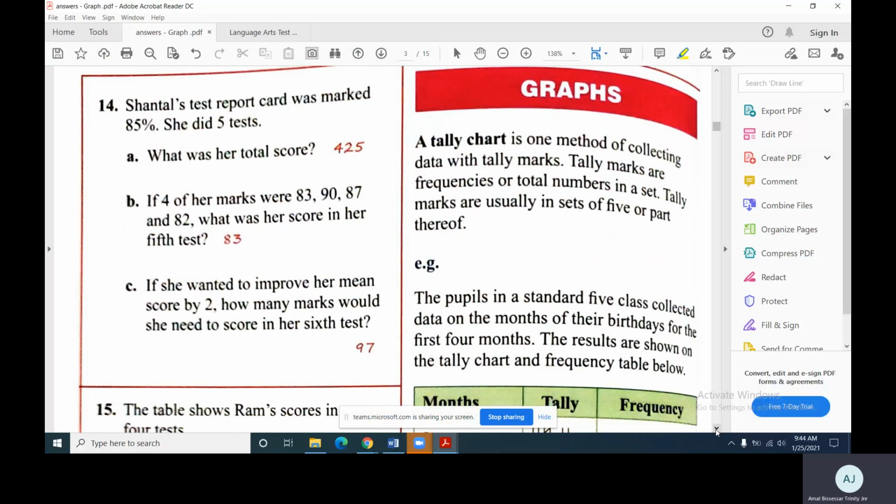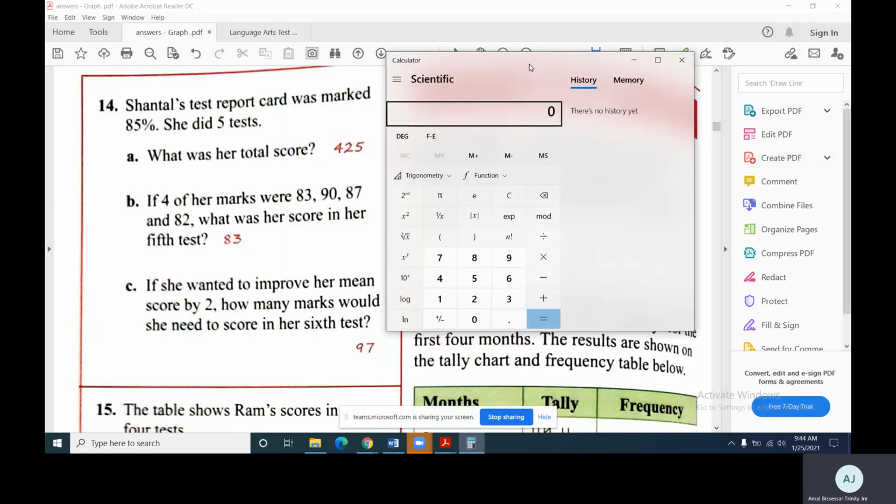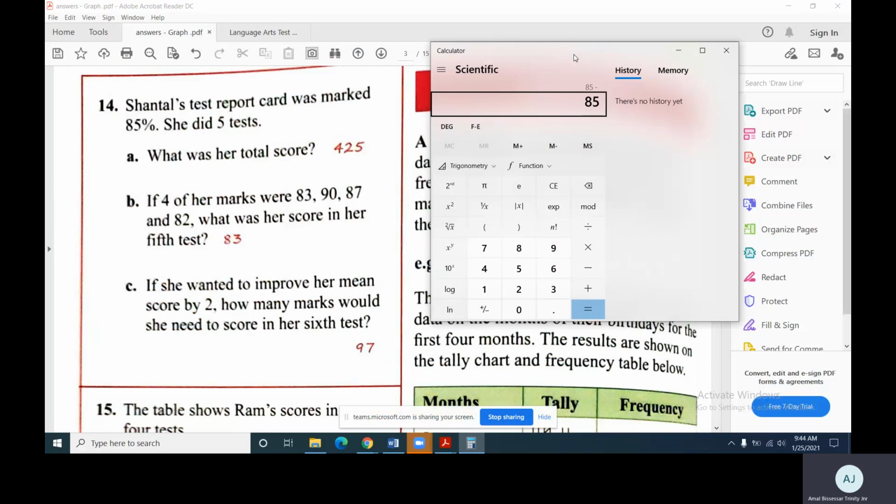Number 14, Chantel's test report card was marked at 85%. She did 5 tests. What was her total? Her average is 85, and she made 5 tests. So 85 is multiplied by 5. 425 is the total.